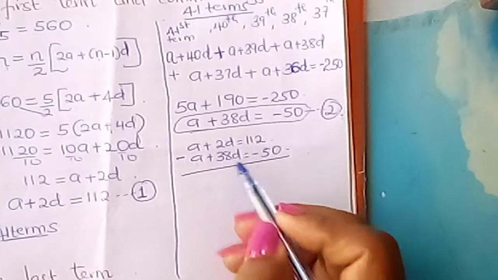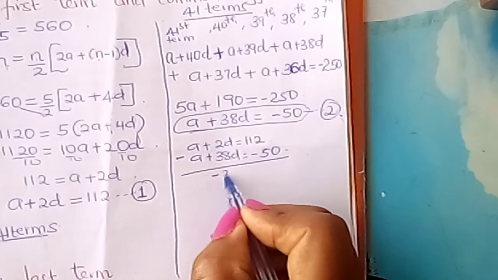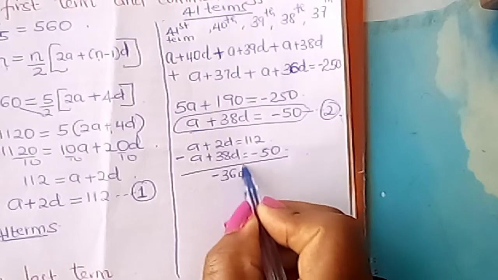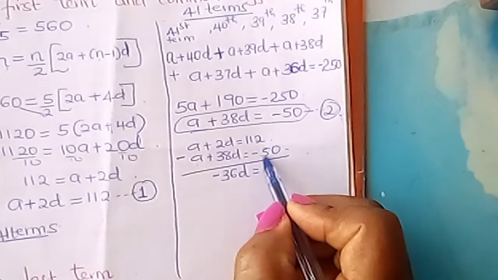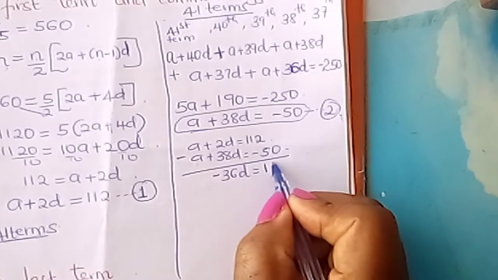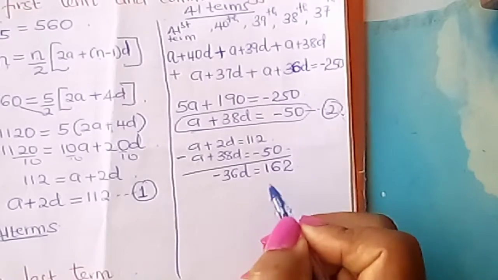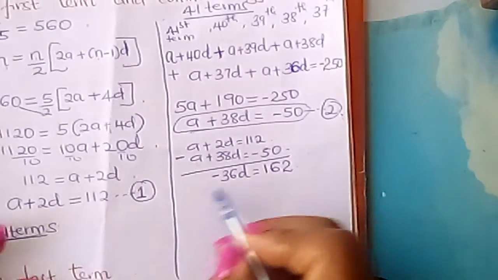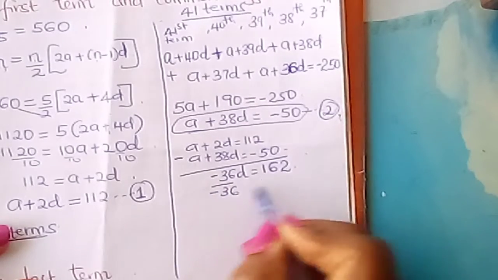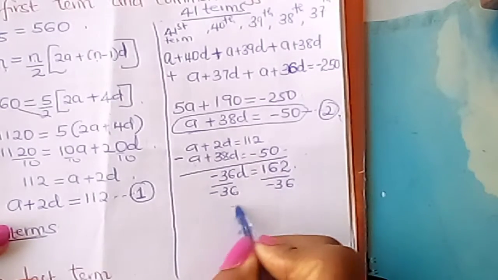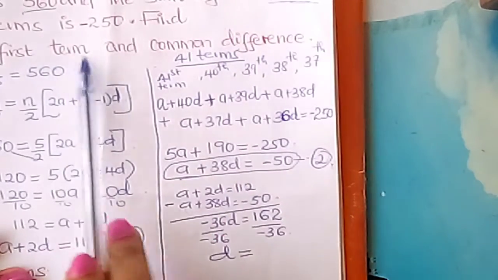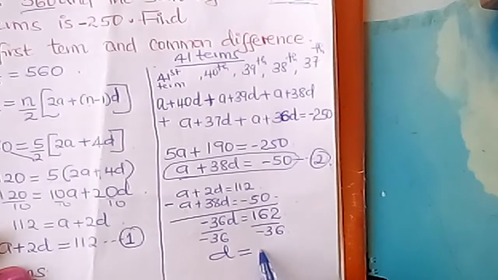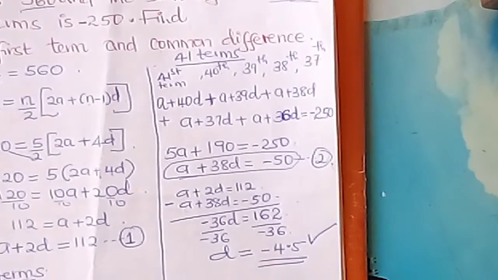Then you work out this minus this, which gives you negative 36D. And this minus this, Lana, would give you what? It will give you 162. And therefore, what is your D, Lana? Divide by negative 36, divide by negative 36. Remember, we are looking for the common difference and the first term. The common difference, therefore, would be negative 4.5.